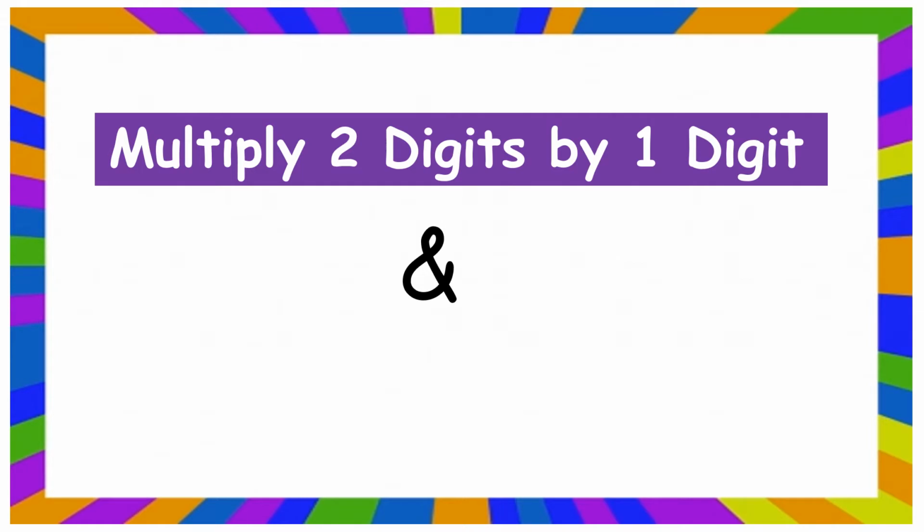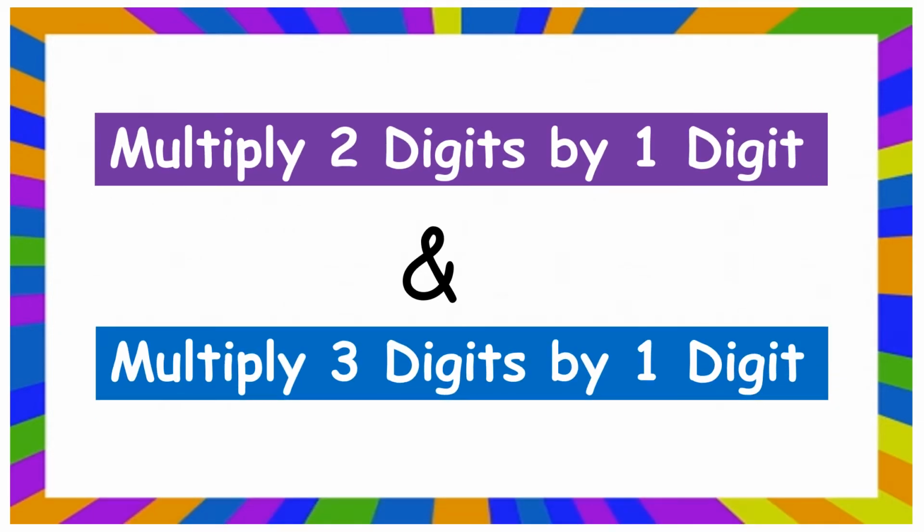In today's video, we're going to be learning to multiply 2 digits by 1 digit and multiply 3 digits by 1 digit. We're going to be using different methods to learn how to do this. First, let's start with multiplying 2 digits by 1 digit.